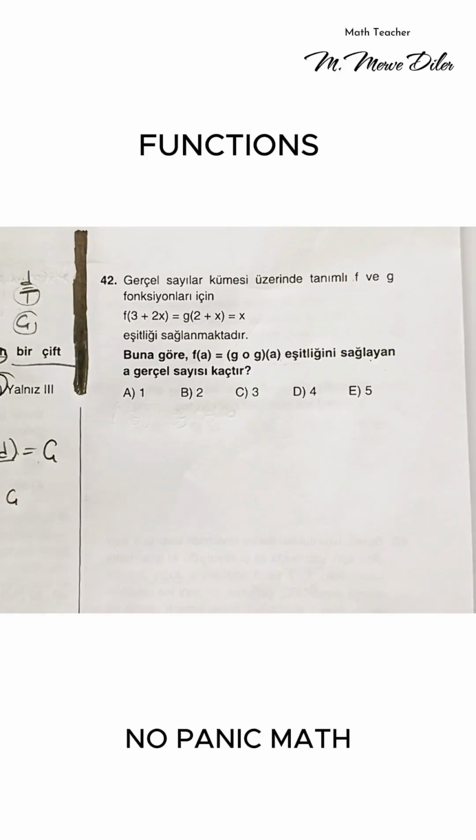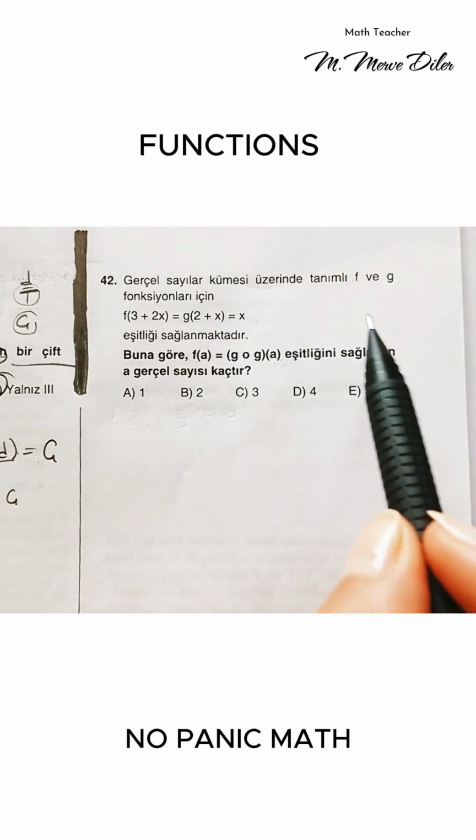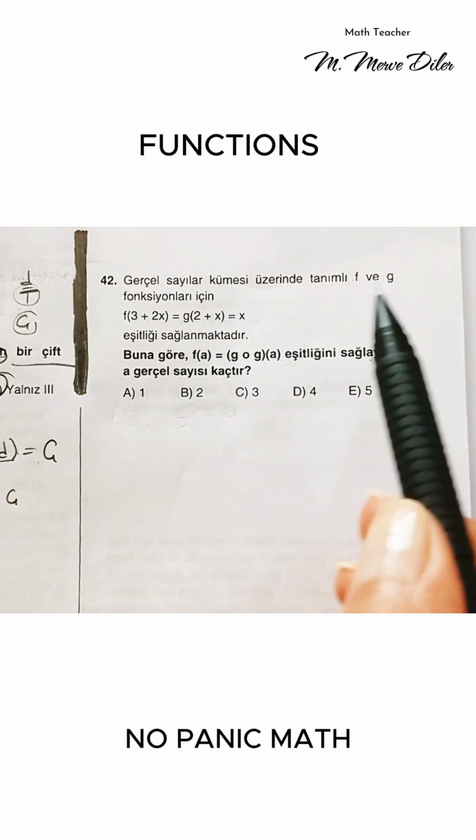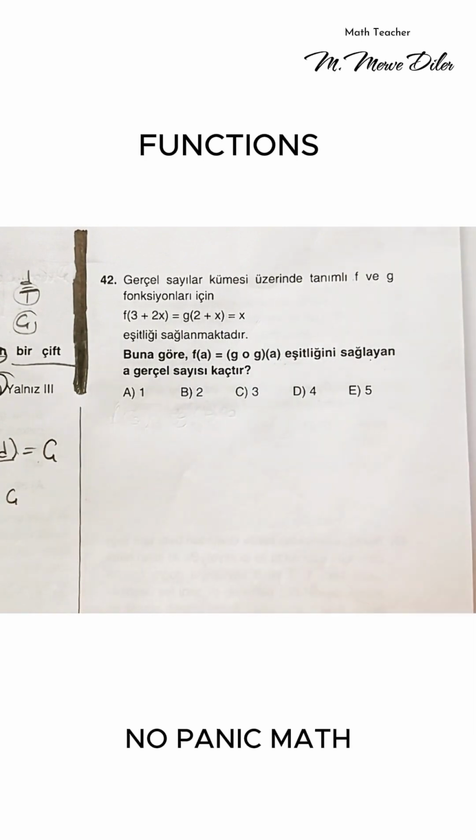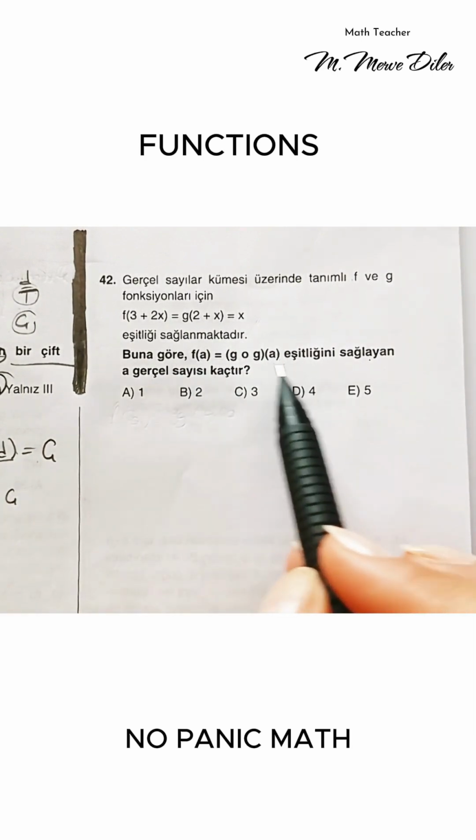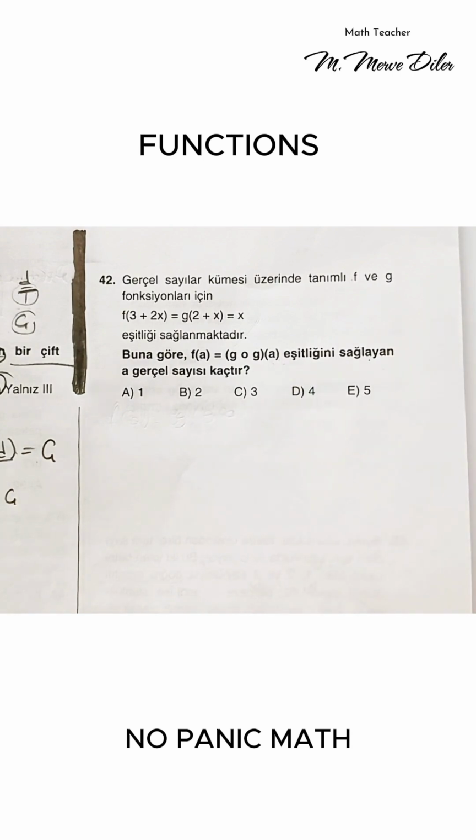Hello everyone. Now we're going to look at a function question. Let's get started together and see. For the functions f and g defined on the set of real numbers, the following equality holds. Accordingly, for which real number a does this equality hold? What is the value of the real number a?